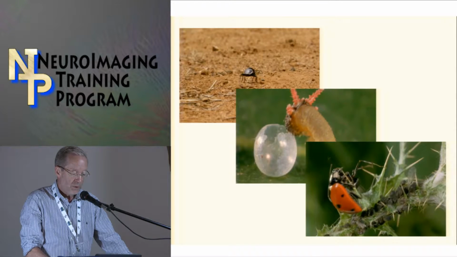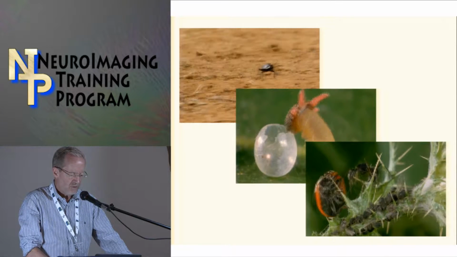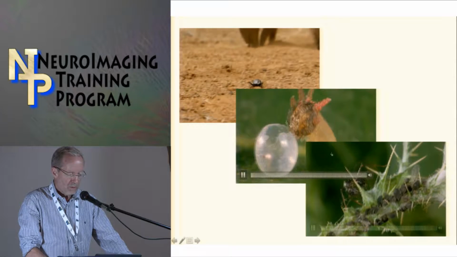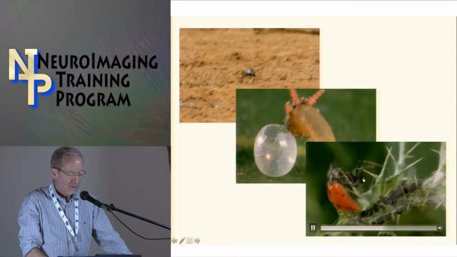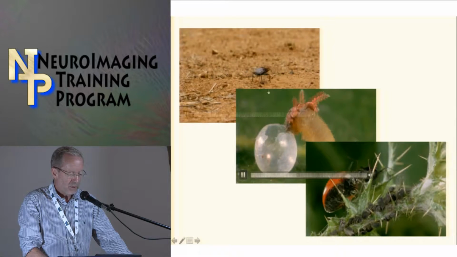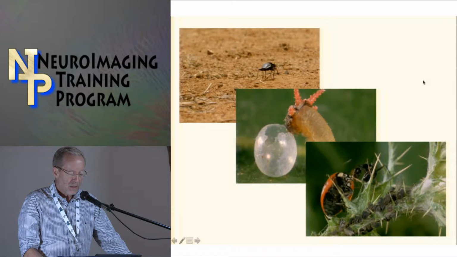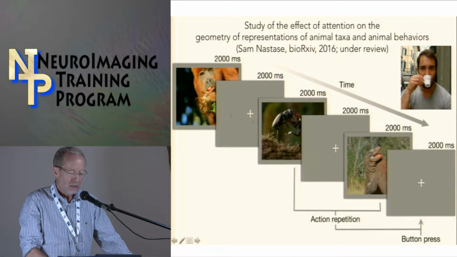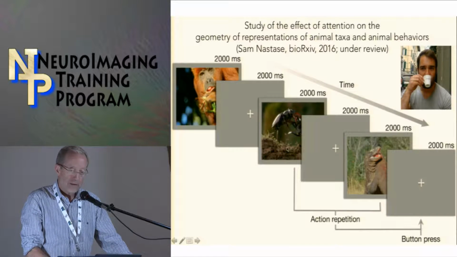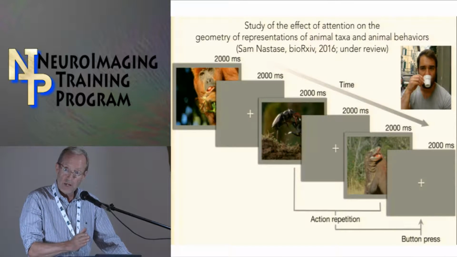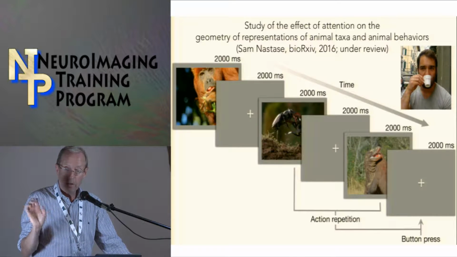And here are 3 species of insect. I love these videos. That's why I show them so much. Because here's a ladybug fighting with an ant. And here's the caterpillar eating, and here's some kind of beetle running across the ground. So in this study, the subject had to attend to either the action or the taxonomic category. And with each new stimulus, in some blocks, they would indicate if the action was the same as the previous action depicted, or if the taxonomic category was the same. And these are broad taxonomic categories: insects, or birds, or ungulates, or primates.